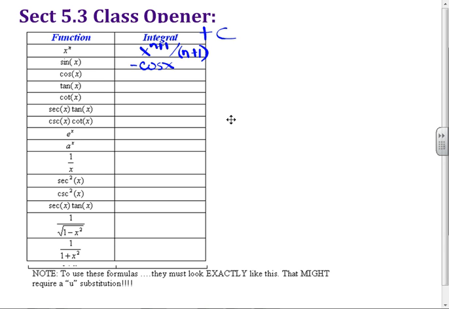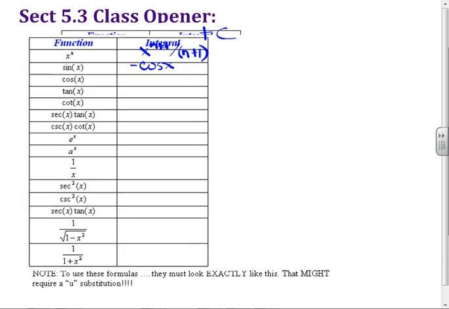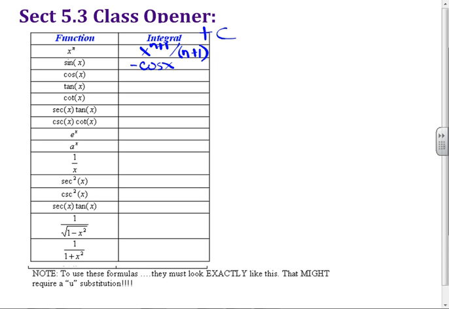If you want to, we'll give you a sheet like this so you can write it down, sometime. These are what you have to know. Everything when you do antiderivatives has to look like this. Tangent and cotangent, that one's tough to do.